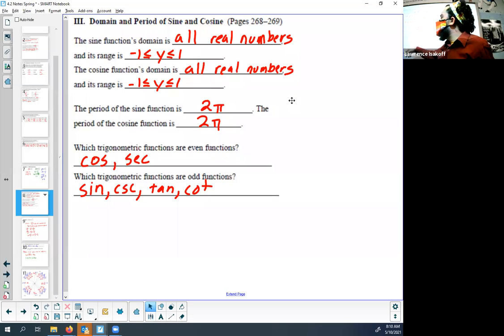So if we're talking about even and odd functions, cosine and secant are even functions, and the others are odd.